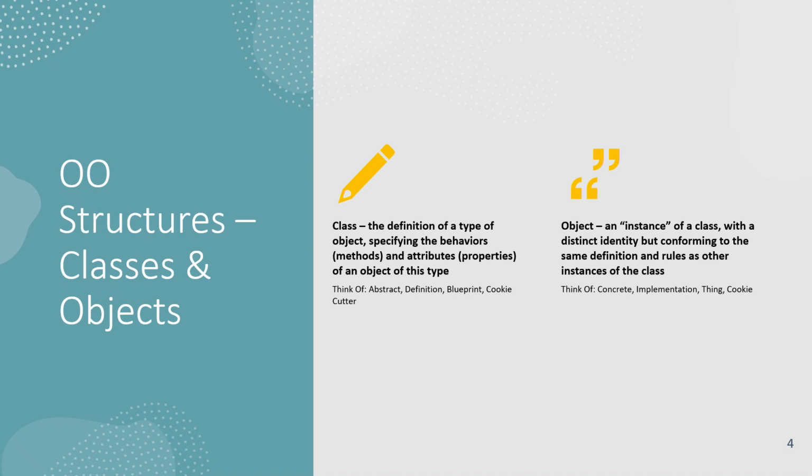So, just like we can have a blueprint of a house, which is the representation of all the features of the house, it is not itself a house. We have one blueprint, and yet we can create many houses from that same blueprint. Each house in this example is an object, while the blueprint is the class. We'll look at a few more examples.